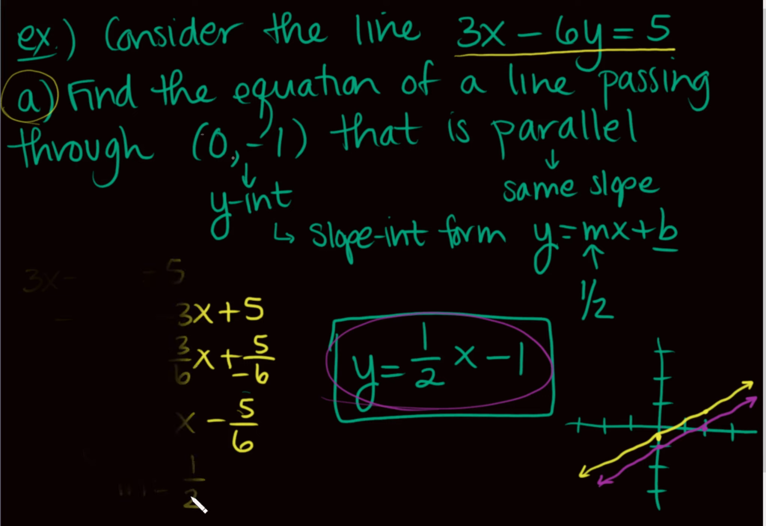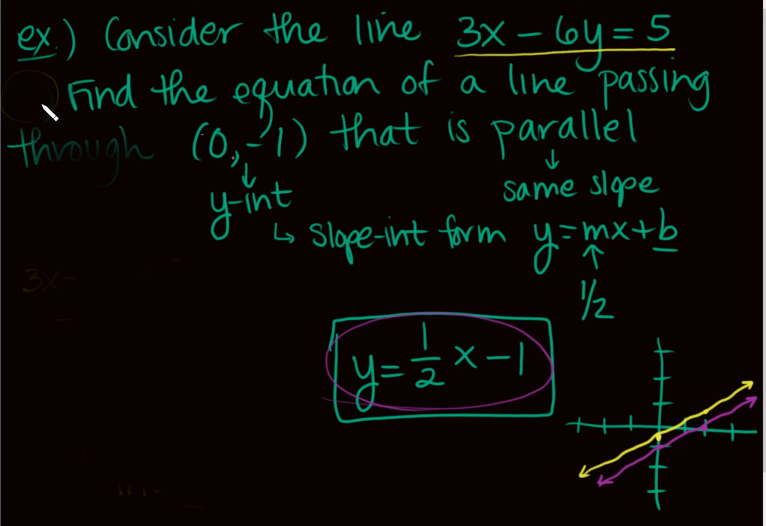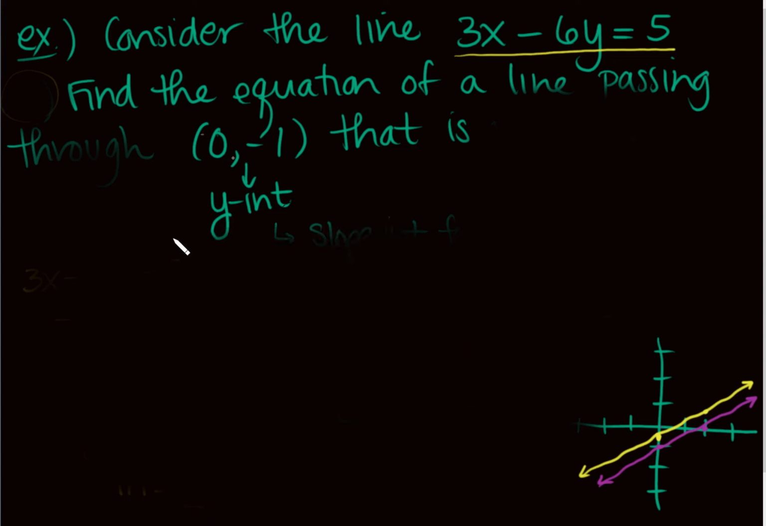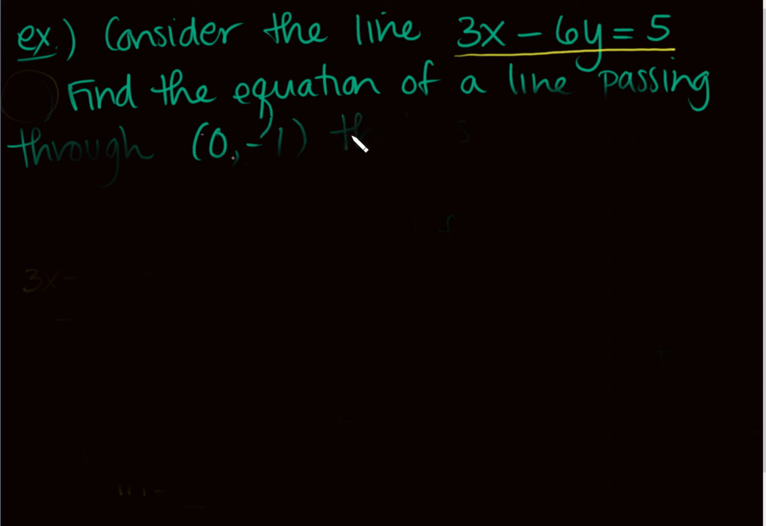Let me get rid of all this stuff right here. I'm lazy. Remember, a good mathematician is always lazy. Now I want one that's perpendicular. Maybe I shouldn't have gotten rid of all that stuff, but. And I don't want to go through 0, 1. Let's go through something else.